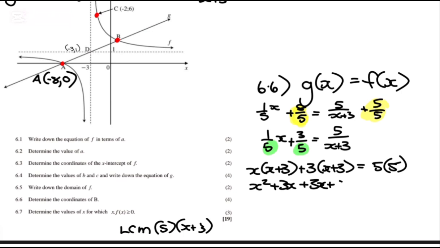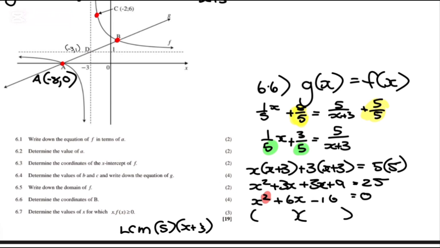Plus 3x plus 9 equals 25, and just simplify everything by making one side 0. You have to remember, as soon as I see any equation with a power of 2, I have to make it 0. It's not negotiable. So this becomes plus 6x, and 25 comes across, and that becomes a negative 16. Okay, one side is 0.